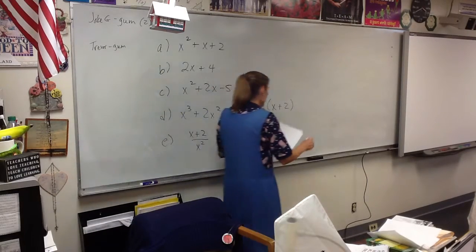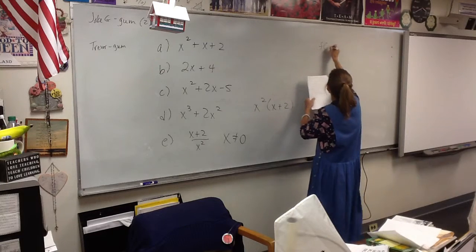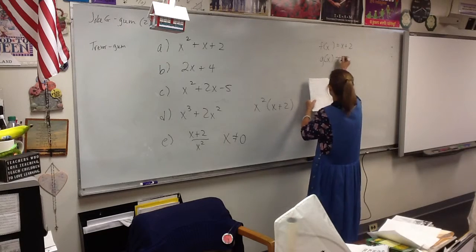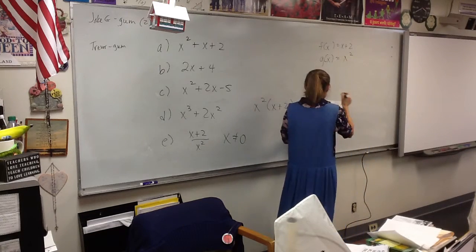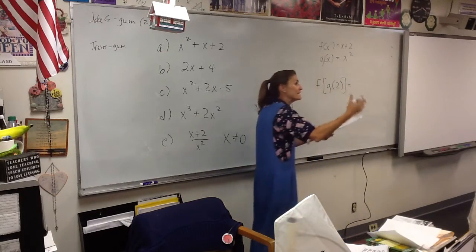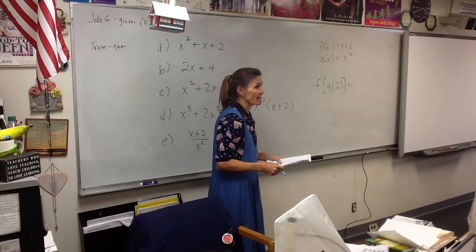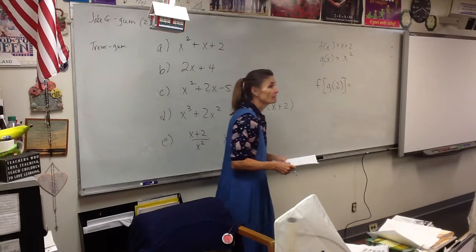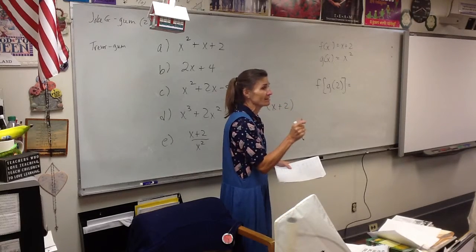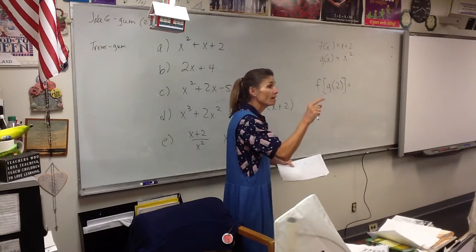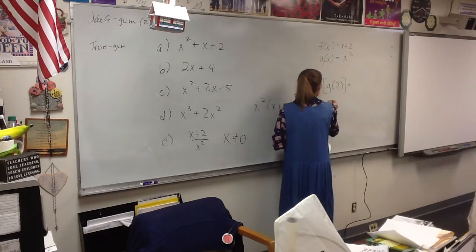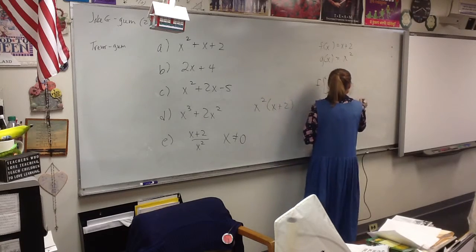Now, G. Does anybody know how to say this problem? How to read it out loud? Jake? F of G times 2. Almost. You had it almost to the very, very end. Oh, that's right. F of G of 2. Yes. So we say F of G of 2.